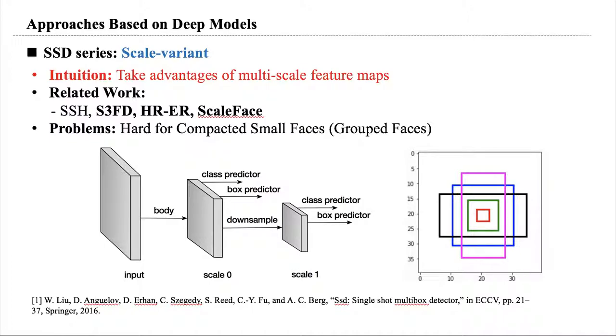The disadvantage of SSD is that it is hard to detect compacted small objects, which is a serious problem for face detection. One of the reasons for that is it uses predefined anchors, and some of the faces may not be able to match the anchor.